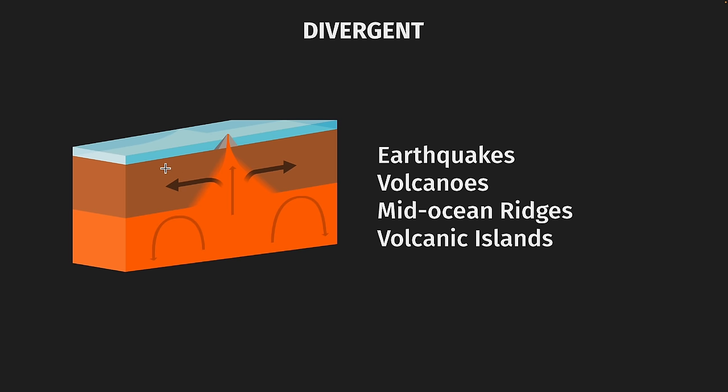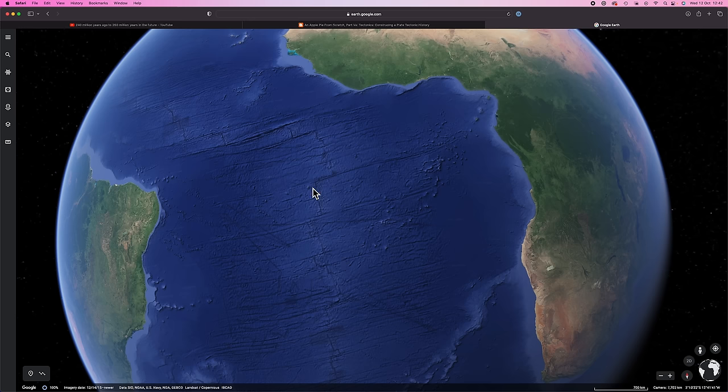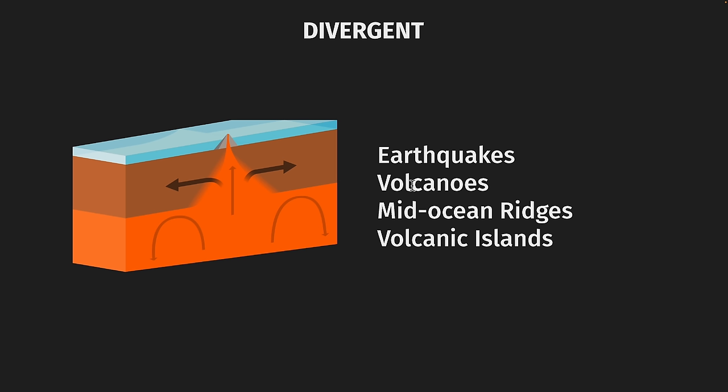Then we have oceanic divergent boundaries. Think the Mid-Atlantic Ridge here. Africa's moving this way, at least locally. South America is moving this way, meaning here is a divergent boundary. Expect earthquakes, volcanoes, mid-ocean ridges, and volcanic islands like the likes of Iceland.